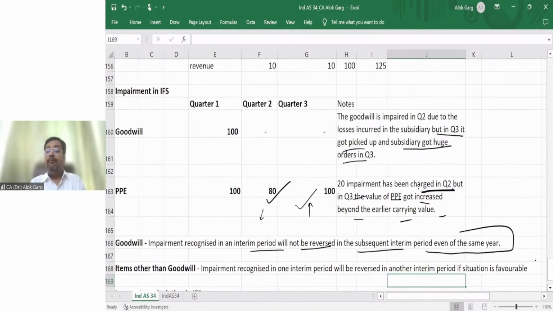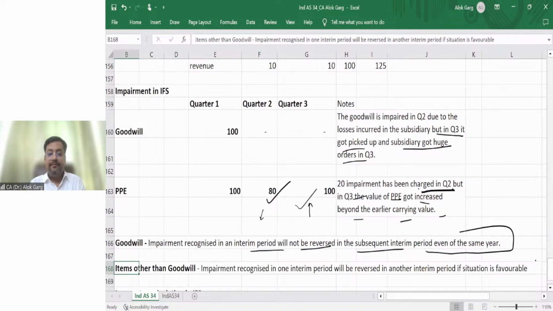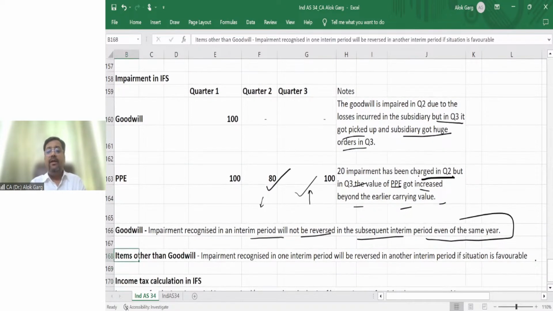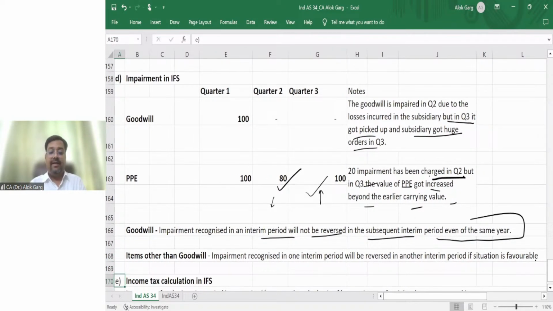Is that clear? Why? Because Ind AS 36 allows that. For items other than goodwill, impairment recognized in one period will be reversed in another interim period if the situation is favorable. For goodwill, impairment recognized in one period is not allowed to be reversed in another period, but for other than goodwill, impairment recognized in one period is allowed to be reversed in another period if the favorable indicator is there. We have talked about impairment as well, right? Any doubt here?